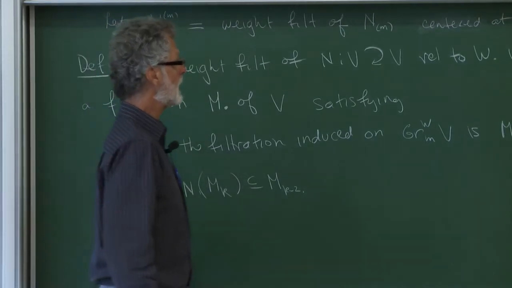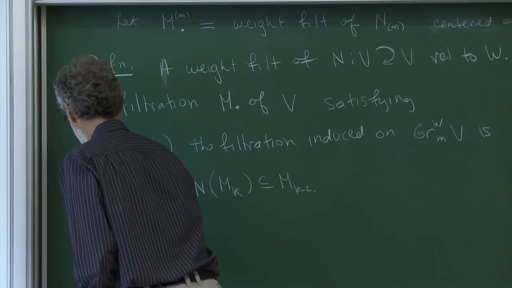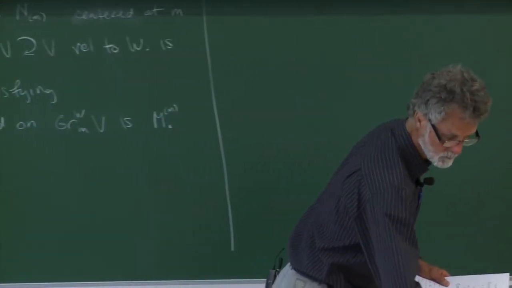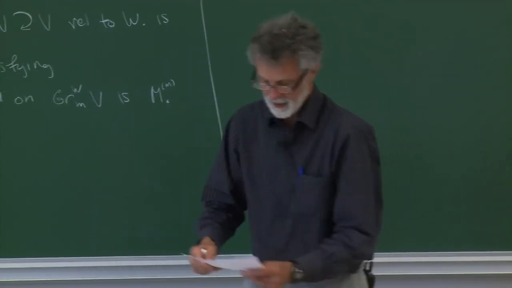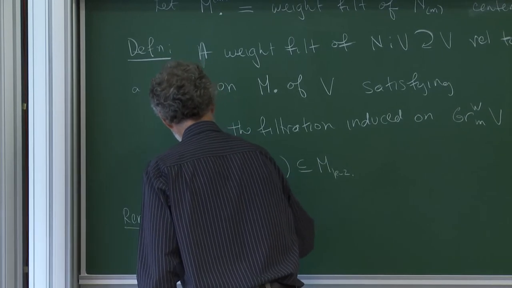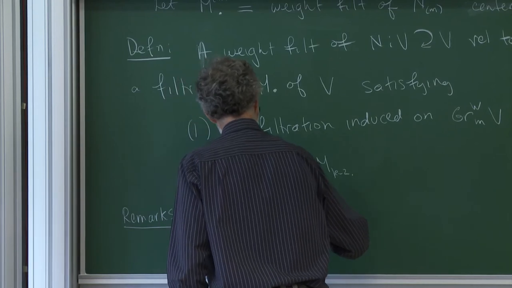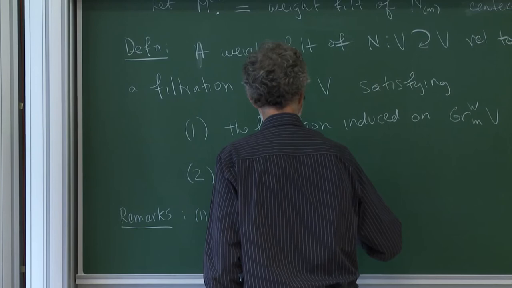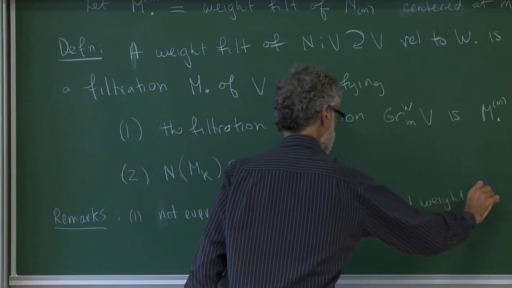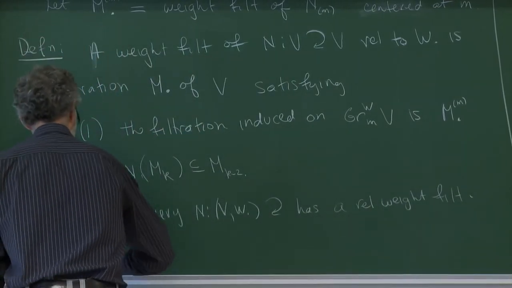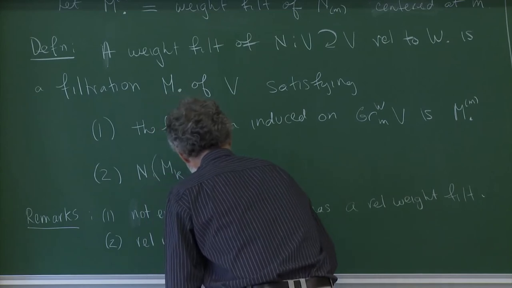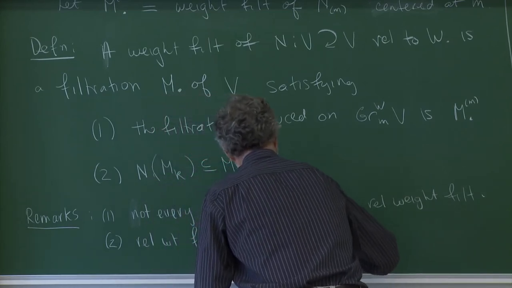So, some basic simple remarks. One is relative weight filtrations do not always exist: not every N that takes V, W dot into itself has a relative weight filtration. And two, if it exists, it's unique. Relative weight filtrations are unique when they exist, this is easy.